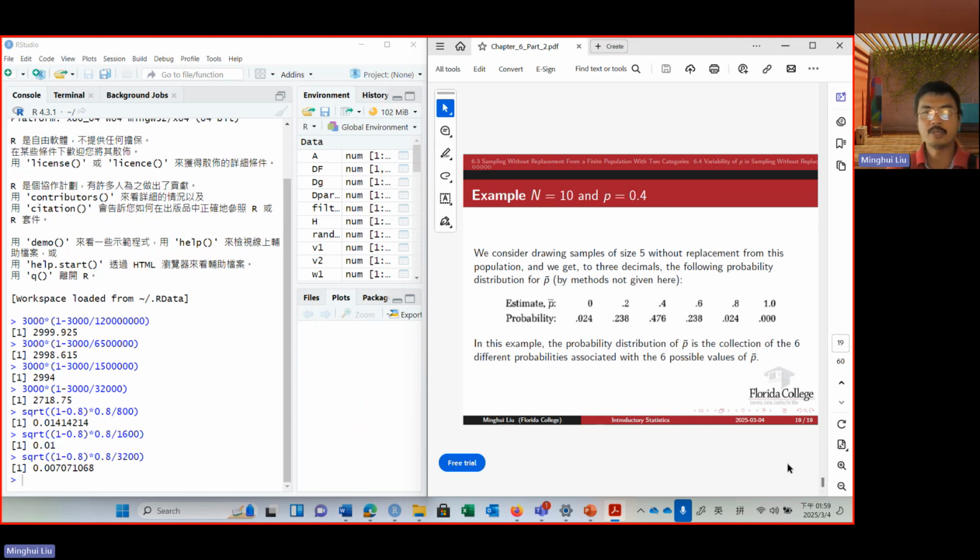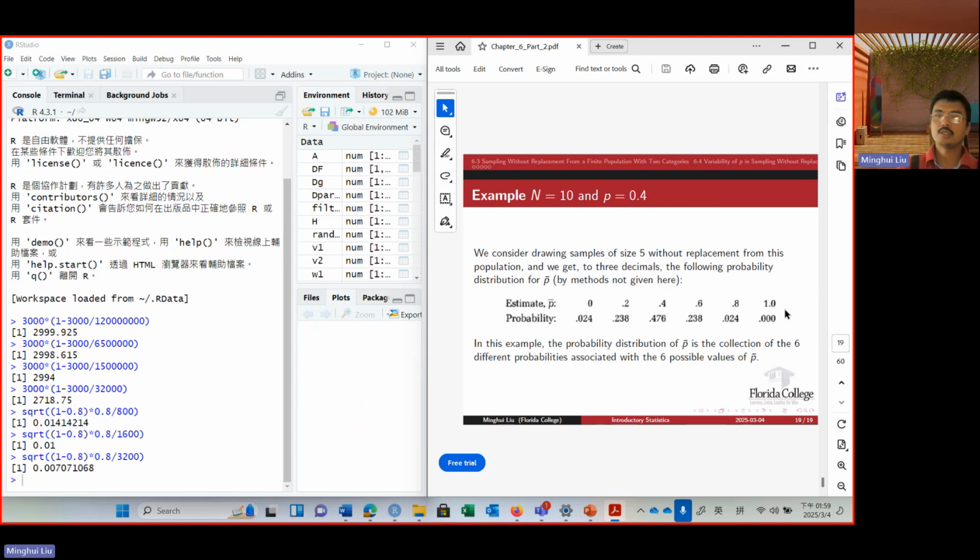Let's take a look at this example. Suppose you have big N equals 10 and small p equals 4, which means you have a population of 10 items, and 4 of them have some special property. Let's say there are 10 people, 4 of them are voters. Then we can draw a sample of size 5 without replacement. Depending on how many voters you find in your sample, you can have different estimations of p. If none of them is a voter, which is possible, then p-bar equals 0. If one of them is a voter, p-bar is 0.2, and so on.